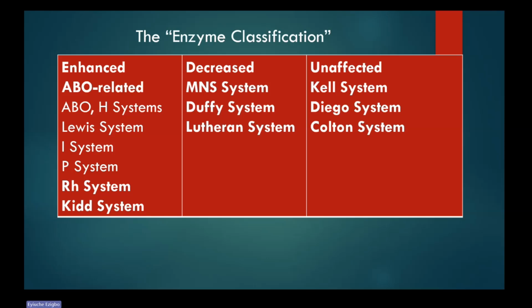So these systems are enhanced by enzymes, and for these, enzymes decrease their reactions. The Kell system and the Diego system are unaffected by enzyme activity. In the MNS system, the Duffy, and the Lutheran system, the antigen and antibody interactions are decreased by enzymes. But for the ABO, H system, Lewis system, I system, P system, Rhesus system, and the Kidd system, their interactions with their specific antigen and antibody are enhanced by enzymatic reactions like the proteolytic enzymes, ficin and papain we talked about earlier.